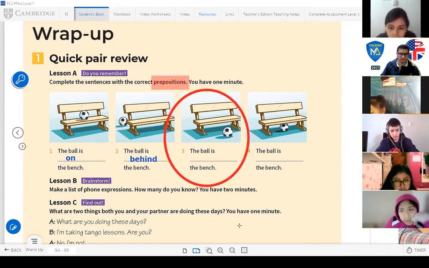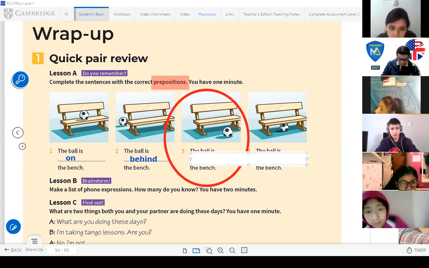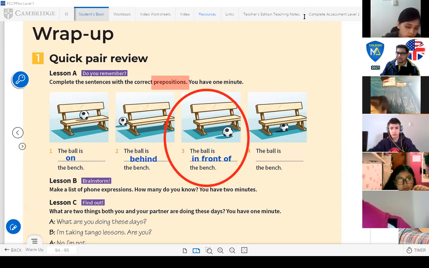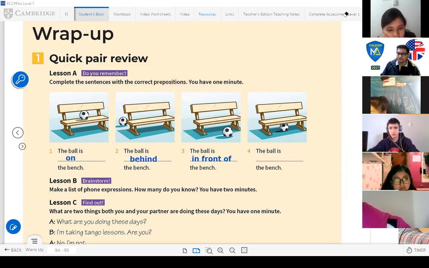What's the answer here? What's the correct answer? You remember? In front of, right? The ball is in front of the bench, right? Enfrente de, delante. The ball is in front of the bench.